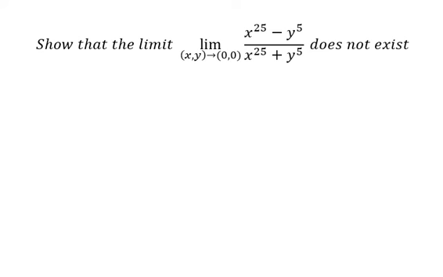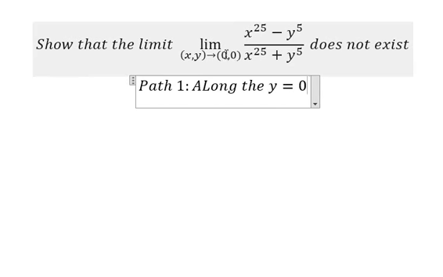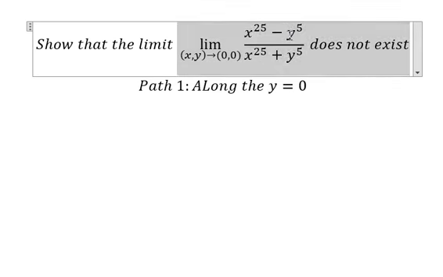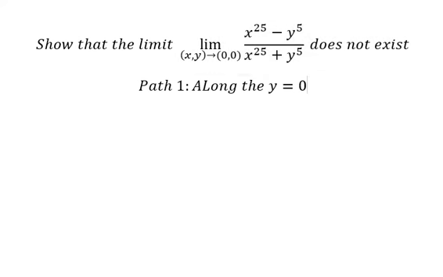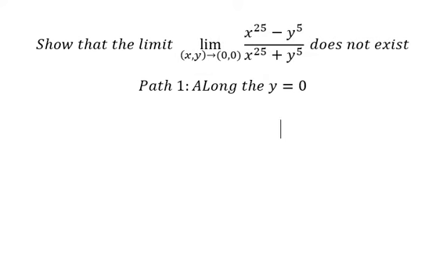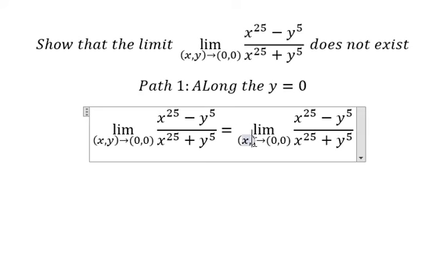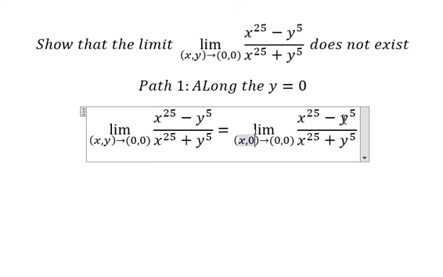So we need to consider part number 1, along y equals 0. So for this one in here, I will put y equal to 0 in here. So I will put 0 here and 0 here.